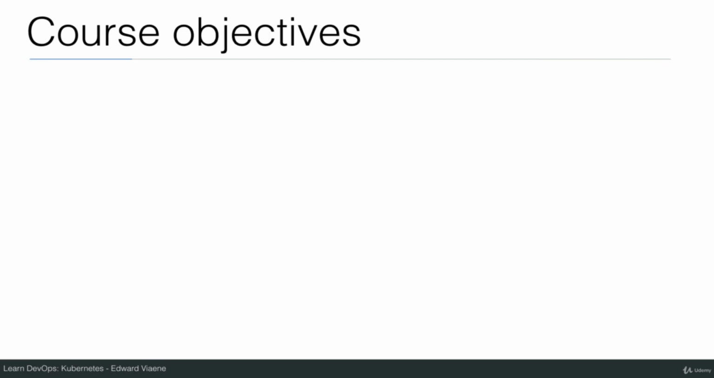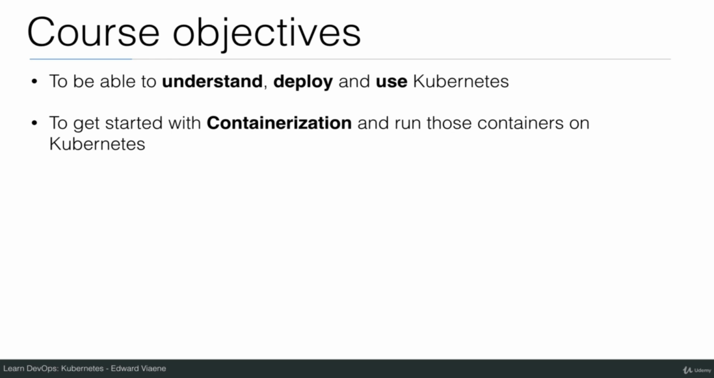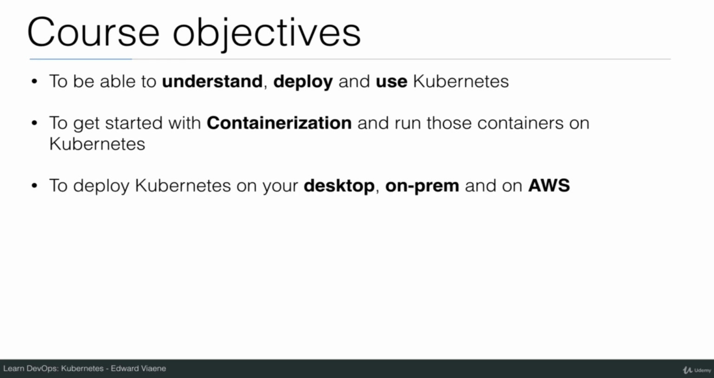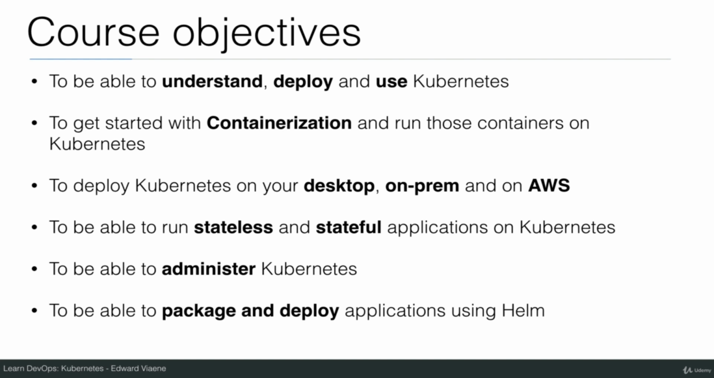Course objectives. After this course, you should be able to understand, deploy, and use Kubernetes. You should be able to get started with containerization and run those containers on Kubernetes, to deploy Kubernetes on your desktop, on-prem, and on AWS, to be able to run stateless and stateful applications on Kubernetes, and to be able to administer Kubernetes. You should also be able to package and deploy applications using Helm. And this last one is quite an important one.